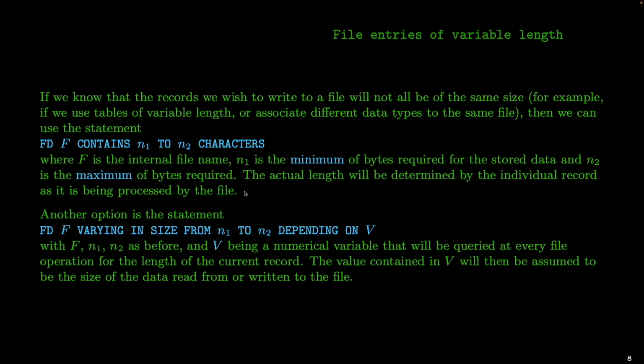Another way to tell COBOL that we have data of variable length is in the FD statement, the clause varying in size from n1 to n2 depending on v. So again, n1 and n2 are the minimum and maximum size that our record could have when we write it to the file or read it from a file. And v in this case is a numerical variable that will be queried at every file operation for the length of the current record. So we would have to explicitly set this variable to tell COBOL when performing a file operation how large the record that we're currently processing would be.